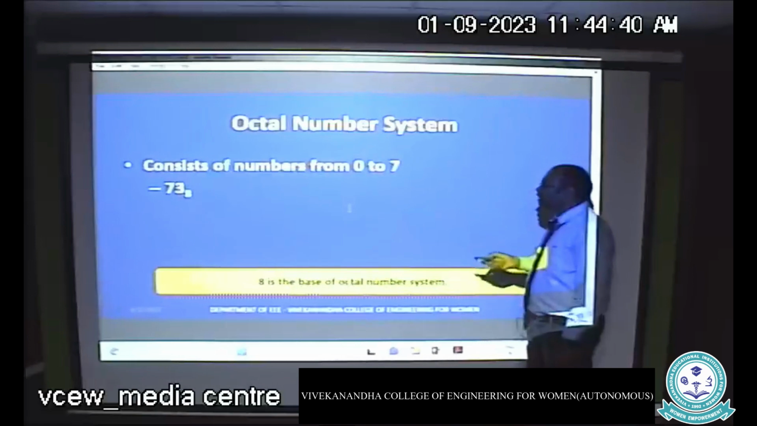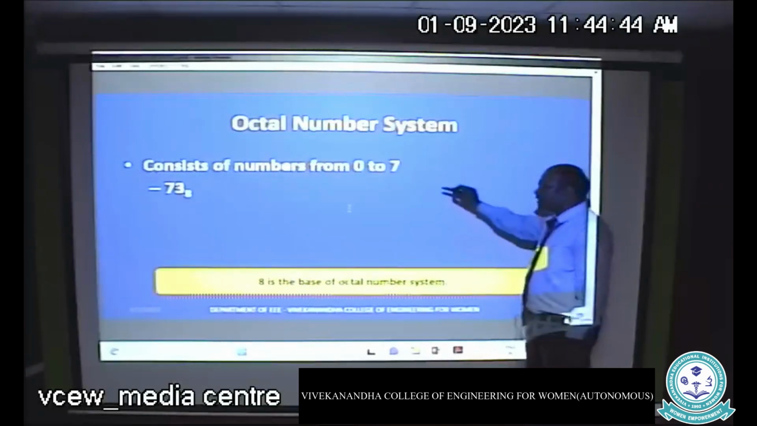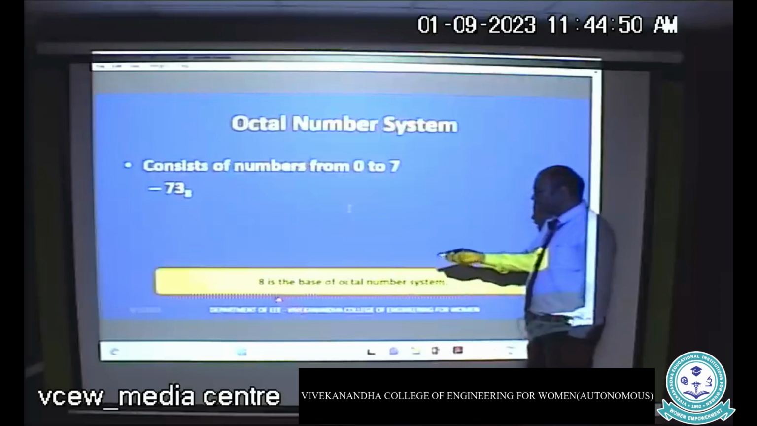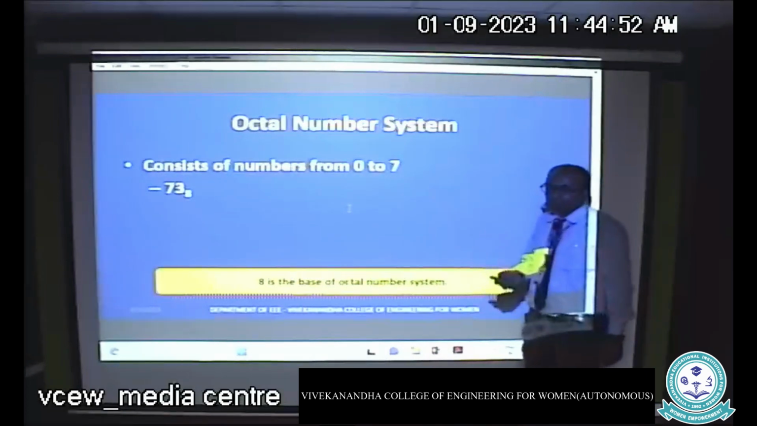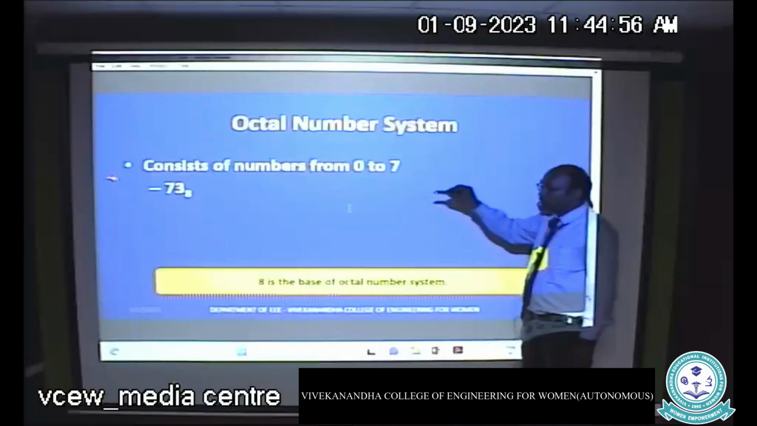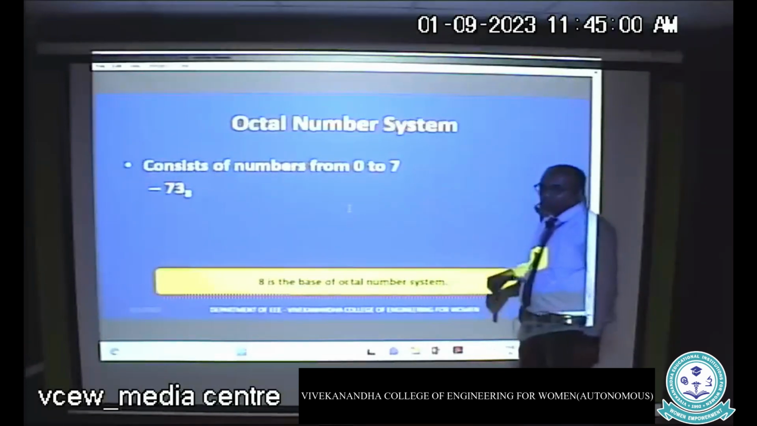So octal numbers. Octal numbers consist of numbers from 0 to 7. So there are 8 digits, right? Since there are 8 digits, the base is actually 8. So 8 is the base of the octal number system, right? So you can represent an octal number like this: 73 base 8, right? 63 base 8, 77 base 8, 52 base 8.